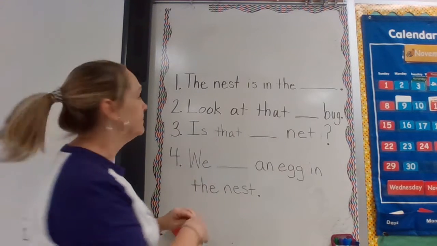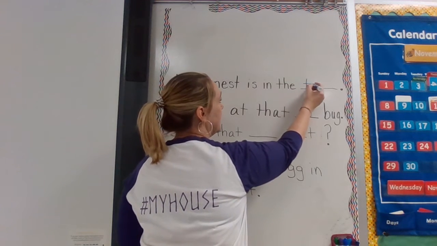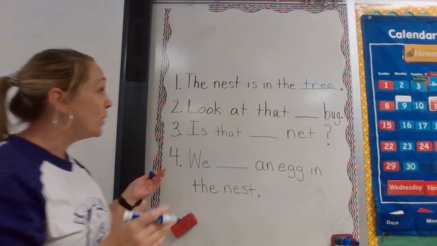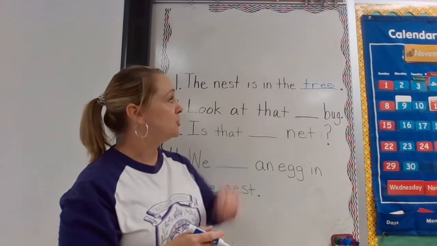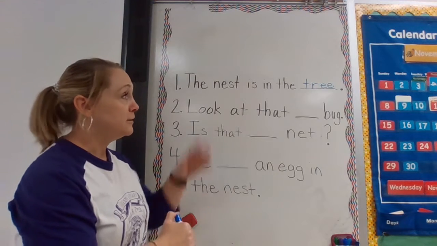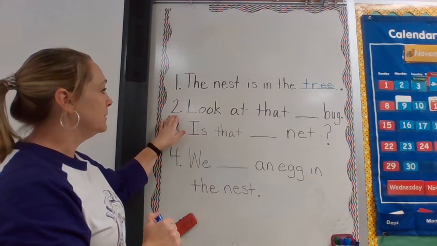So let's write tree. The nest is in the tree. T-R-E-E. The nest is in the tree. Where is the nest? It's in the tree. What's in the tree? The nest. So you can learn a lot from that sentence. All right, go down to number 2.